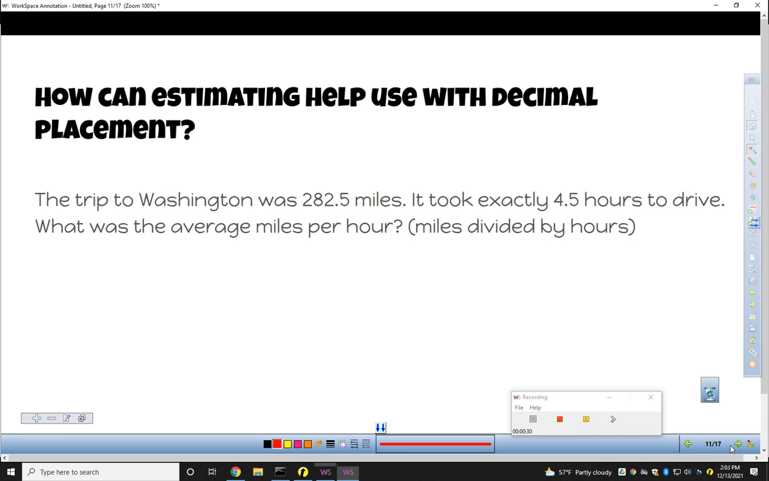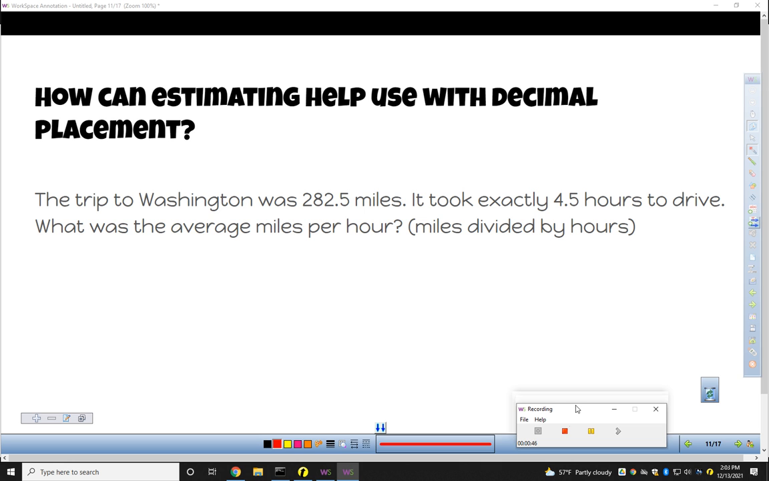So first, how can estimating help with decimal placement? I've seen a lot of you get correct digits, but in the wrong place values. And so we're going to talk about two different strategies today that, paired together, I think might help a lot of us figure out where the decimal goes.